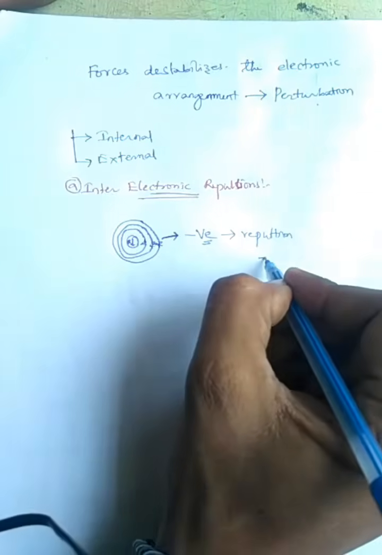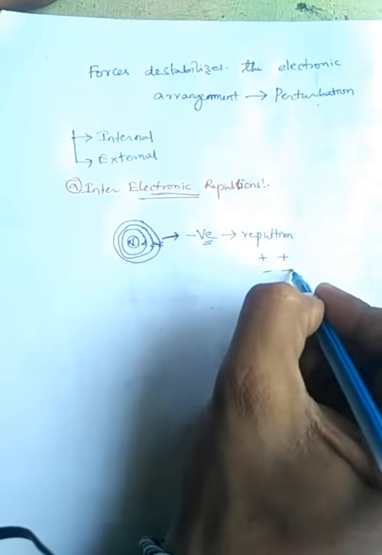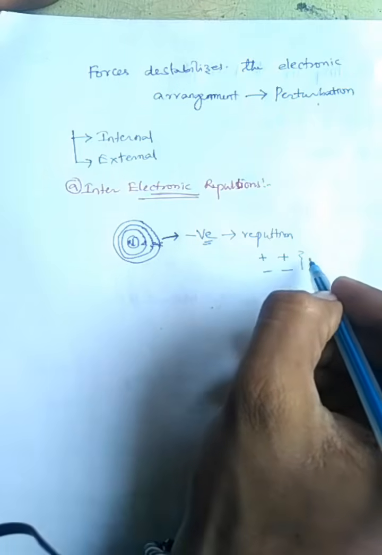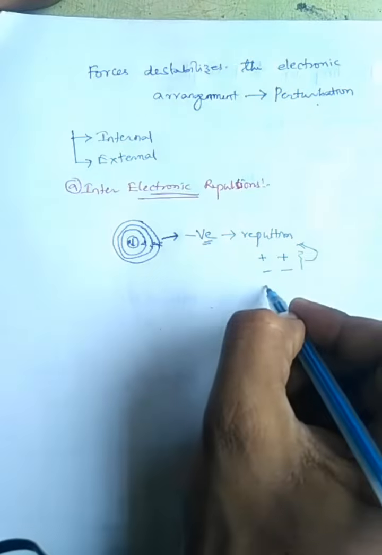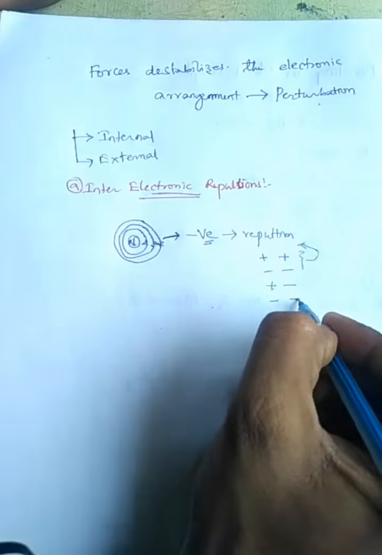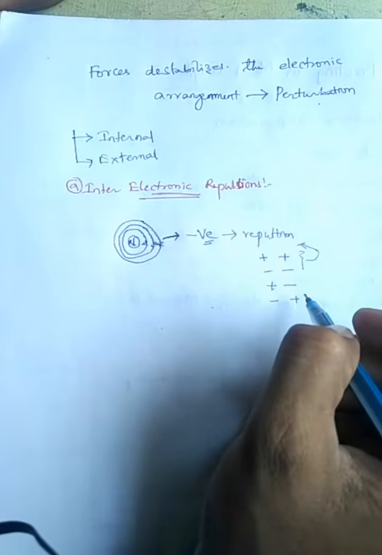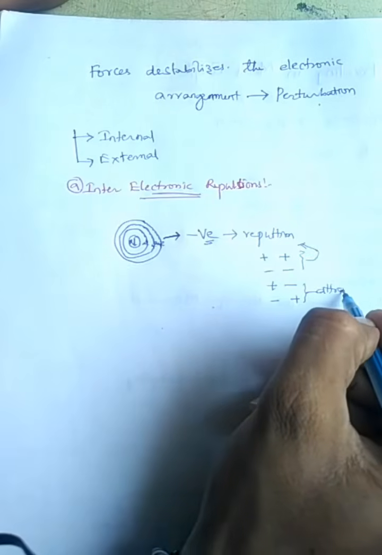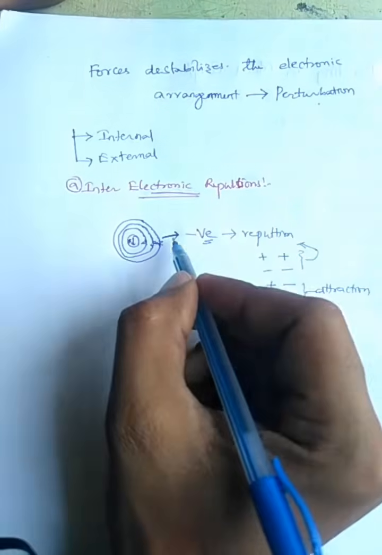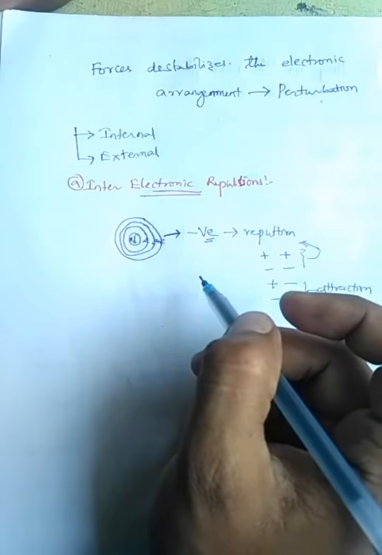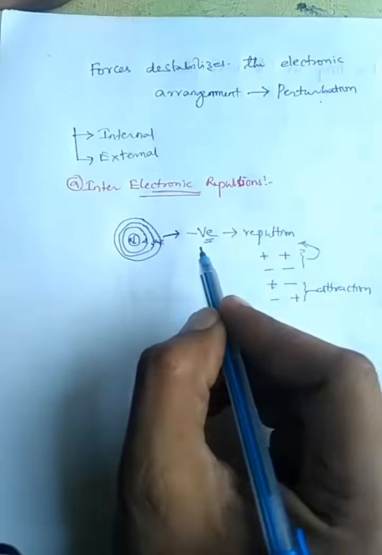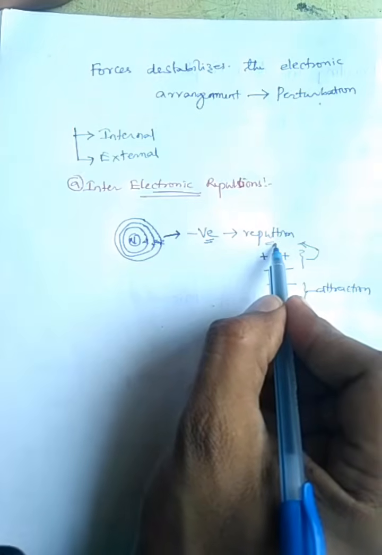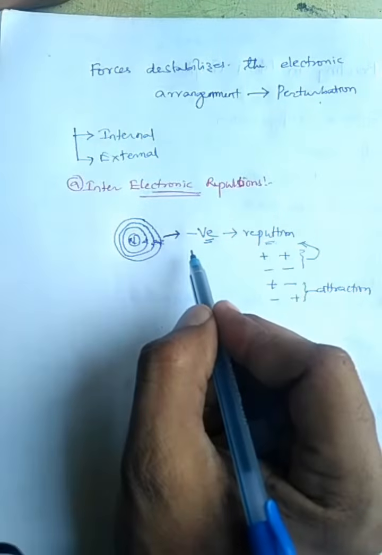We know that same charged particles, positive with positive or negative with negative, will have repulsive interaction when they come closer together. And when there are oppositely charged particles getting closer to each other, they will have attraction. Here the negative electrons are getting closer and closer, so they will have repulsive interaction.